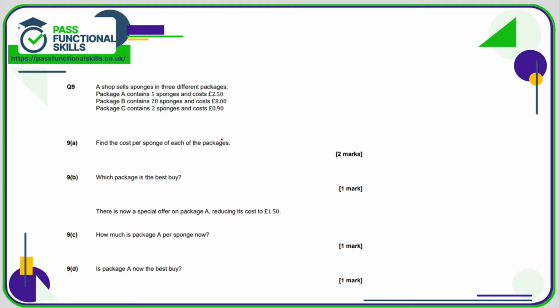So question number 9, we're looking at some sponges. So we want the cost per sponge. Well, if it's 5 sponges for £2.50, then 1 sponge is going to be £2.50 divided by 5, and £2.50 divided by 5 is 50p per sponge. B is going to be £8 divided by 20, and that works out as 40 pence per sponge. And C is 90 pence divided by 2, which is 45 pence per sponge. So the best buy is package B. There's now a special offer on package A, so it's been reduced to £1.50.